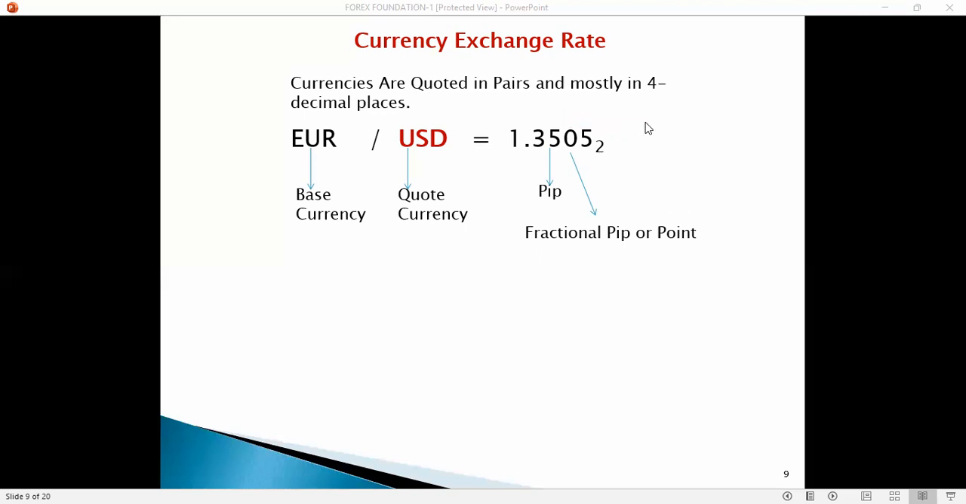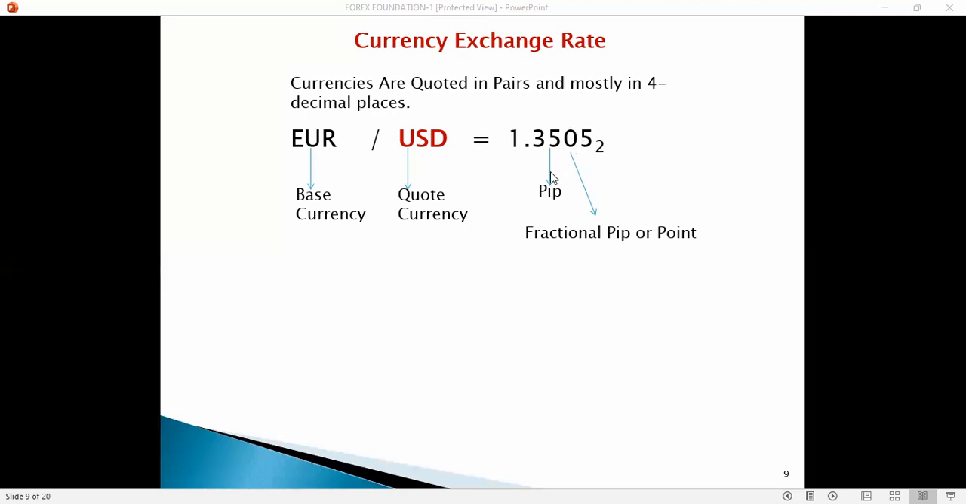So the pip is known as the movement between the price. Now this one right here, the fifth one right there, is known as the fractional pip or points. A lot of people do not know this. A lot of people know that the last digit right here is known as the, as a matter of fact, guys, I beg your pardon, this arrow is not so clear. It's not pointing in the right direction, so we are going to fix it. Sorry about that.